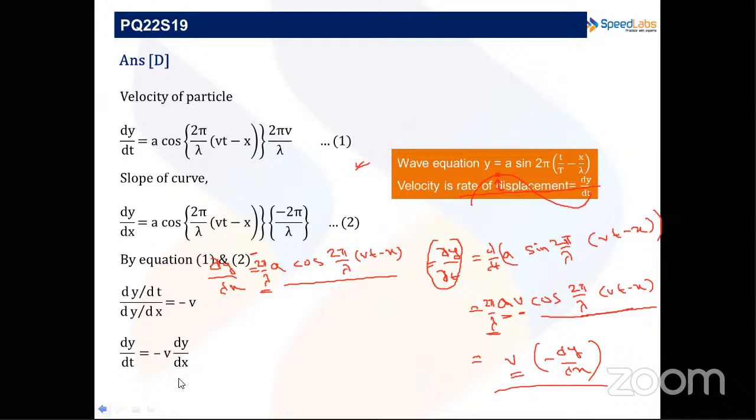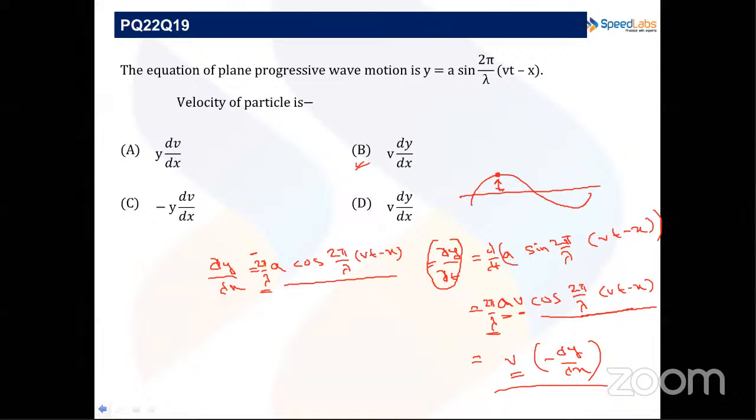There is an issue with the option. In the option, a negative should be here. Then this will be the answer. Is that clear? V dy by dx of negative of V dy by dx is the answer. Moving to the next question.